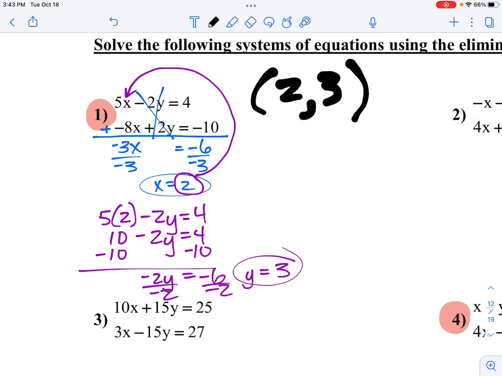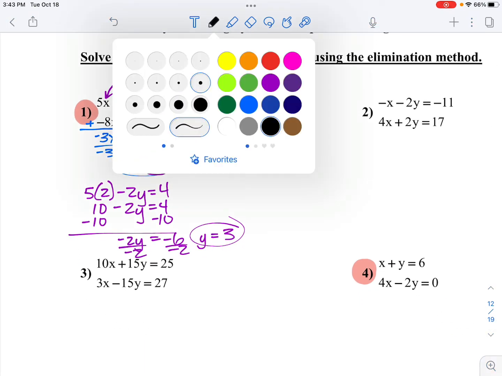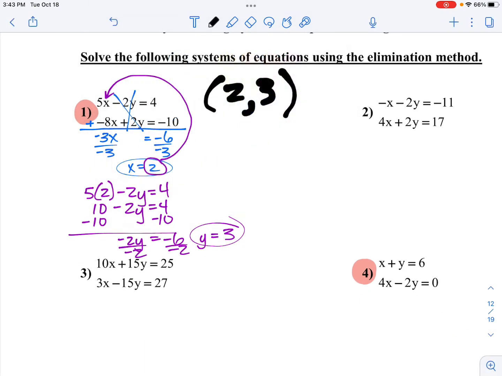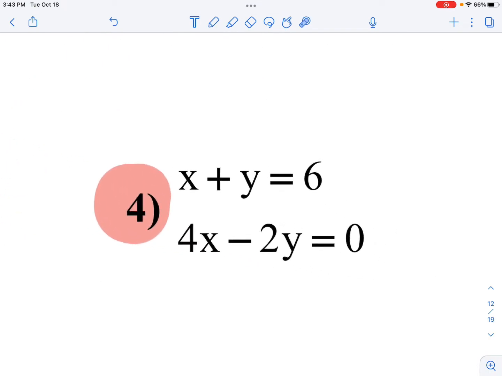Okay. Next one I want to do is number 4. This is a refresher of what we did yesterday, you guys. Okay, everything's lined up. Look at the x. Those don't cancel if I add them together. These don't cancel if I add them together, so that's a problem.